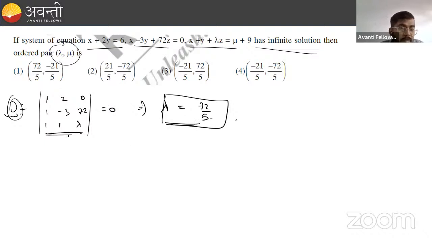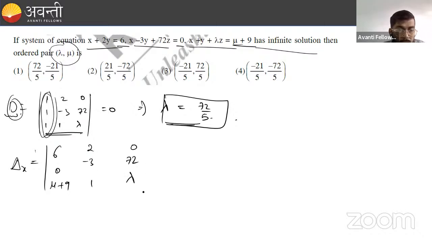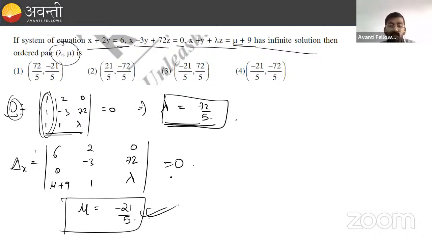And after this, since these columns are the same, we can find delta x. We replace all the coefficients of x by the right hand side values which have been given, so it becomes mu plus 9, 2, 0, minus 3, 7, 2, 1 and lambda, right? And this also will equate to 0. So after solving this, you get mu as minus 21 by 5, right? So lambda is 72 by 5 and mu is minus 21 by 5. So the ordered pair lambda comma mu is option 1.